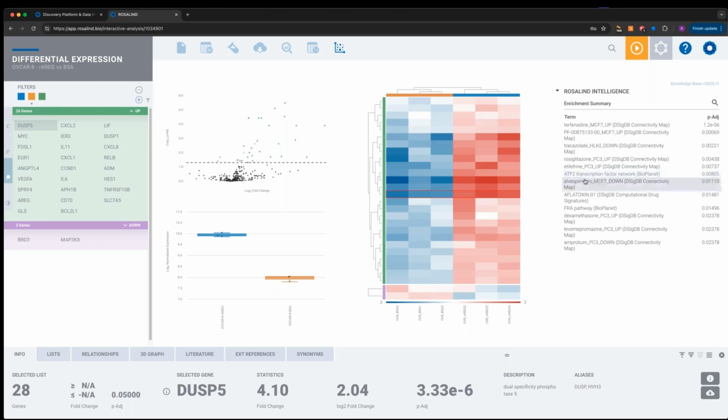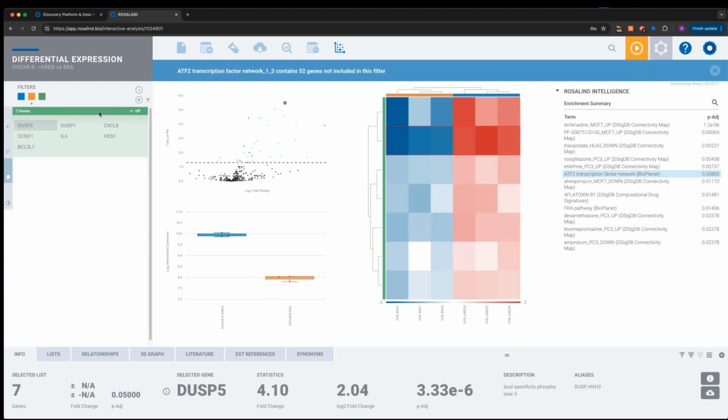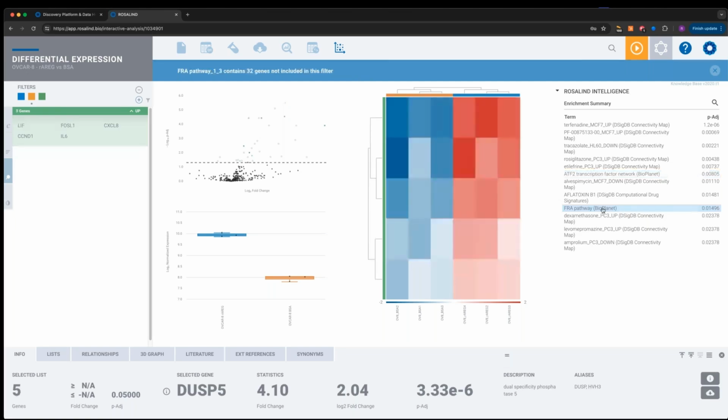One thing that I see here is this E2F transcription factor network. This is really interesting, so let me click on this. All of these genes are potentially part of this E2F transcription factor network. This is another transcriptional regulatory insight that I would have missed if I wasn't doing this type of analysis in Rosalind. And then I also see this FRA pathway. This is really interesting. I didn't know about this. I had to do a little reading, but the FRA pathway is also involved in cancer. So I want to learn a bit more about the FRA pathway and the genes involved in it, and that will lead me to insights and next steps for my analysis.